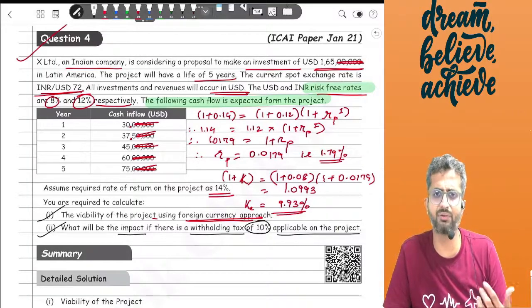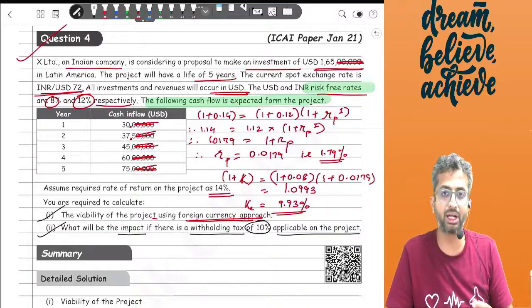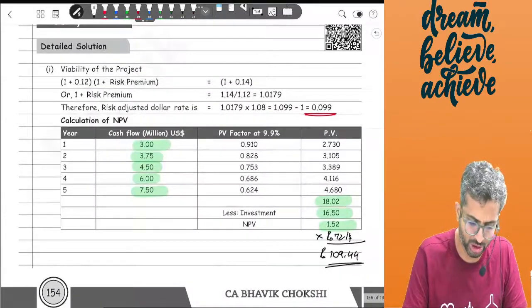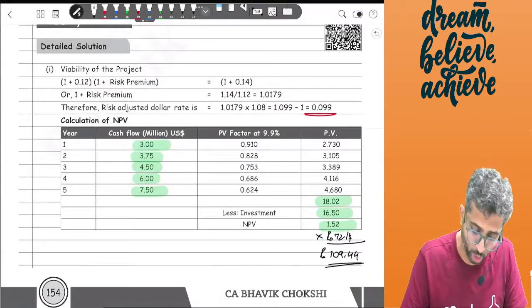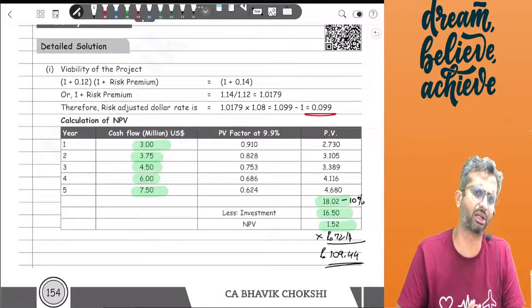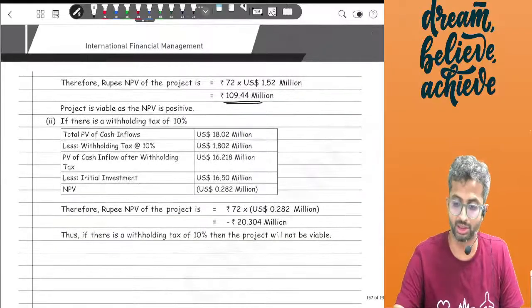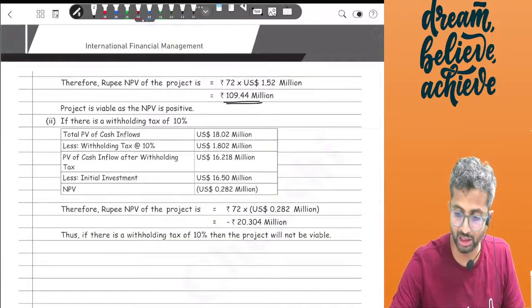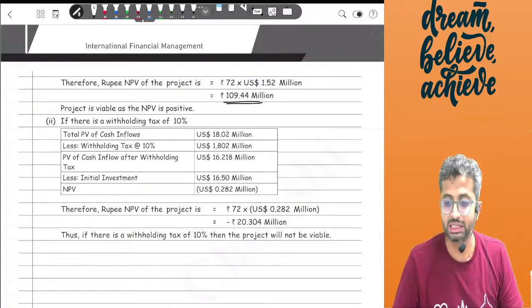And as a result, if I have to have withholding, ultimately whatever is my PVCI, if I go to see, my PVCI is around 18.02. From this 18.02 I can also subtract 10% directly, or I can subtract it from the individual cash flows. My answer will remain the same. 18.02 minus 10% comes to 16.22.